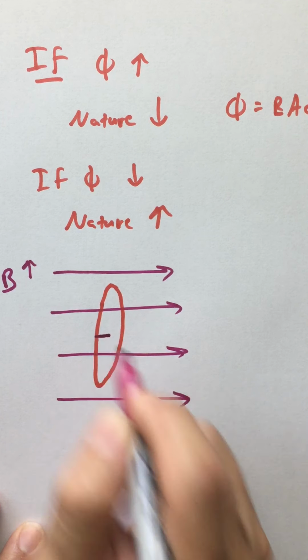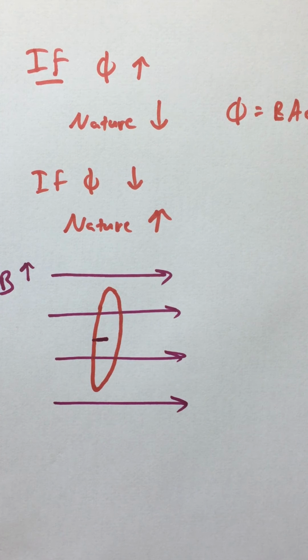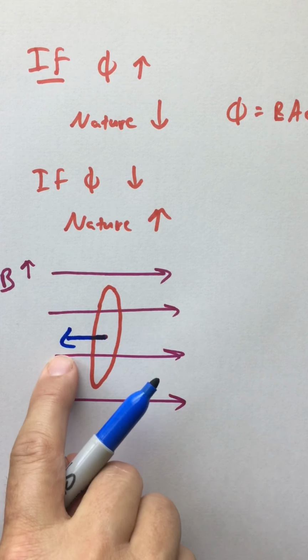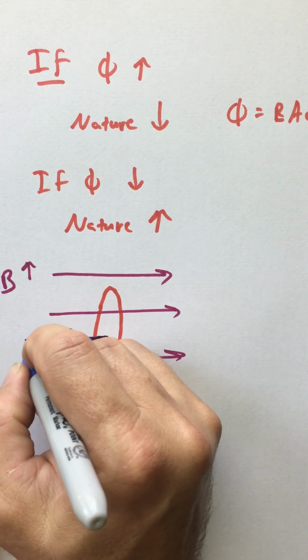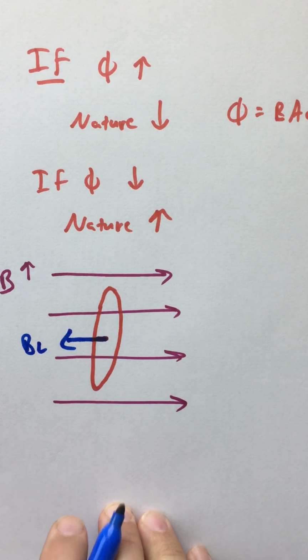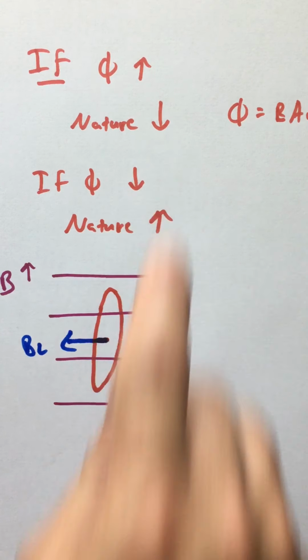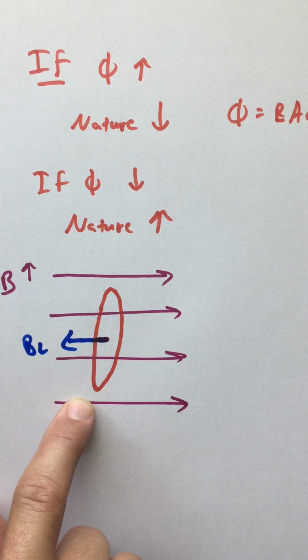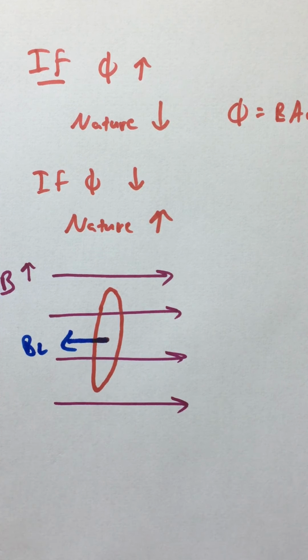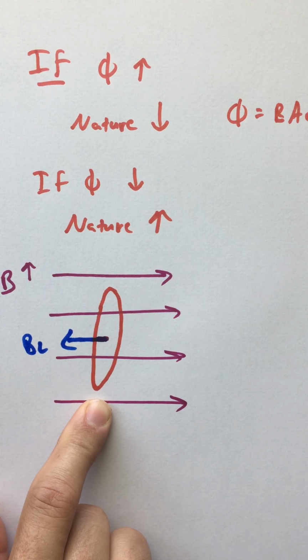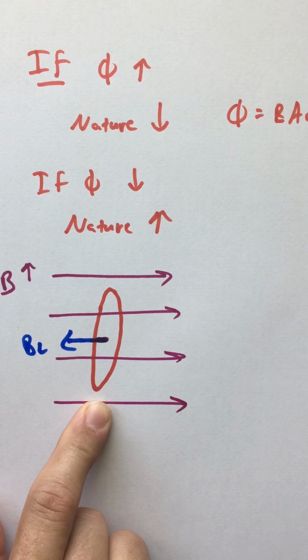It has to look like, I should do this in a different color. It has to look like this, right? This has to be the B field from the loop. Nature has to induce it like this because nature wants to decrease it. So how does the current flow? To do that, I've got a field and a current. I need to use my right-hand rules for fields.